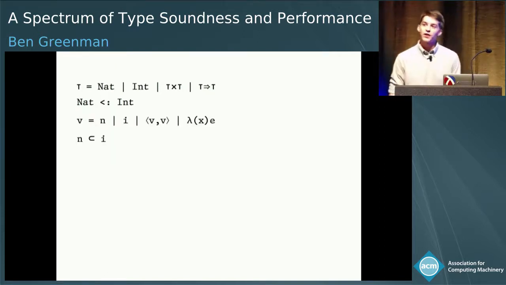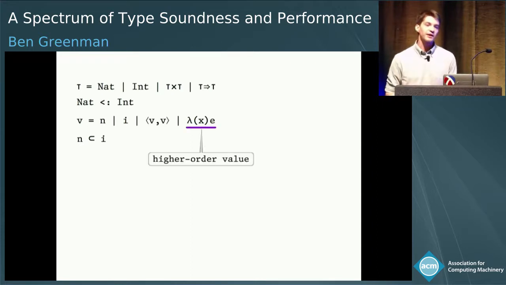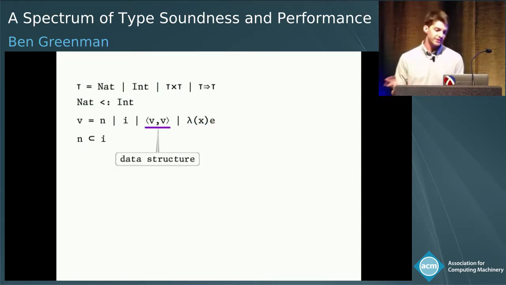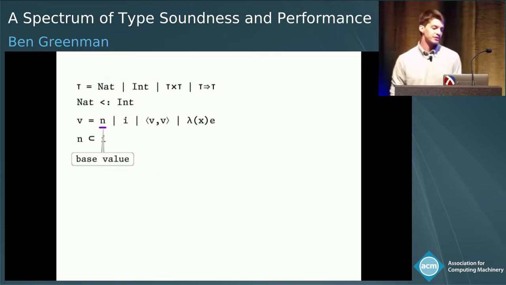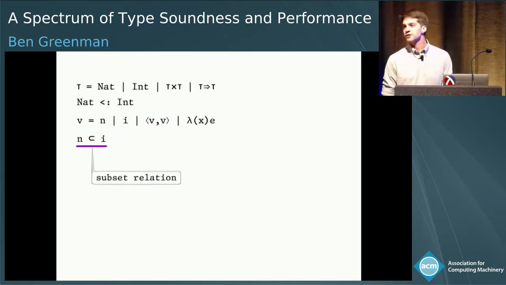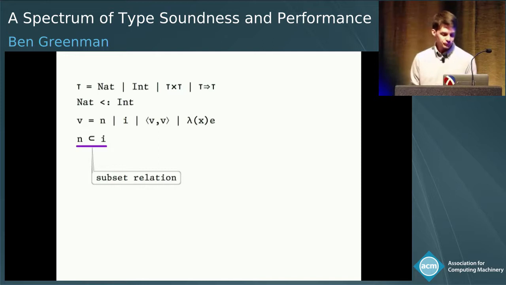Then we have an analogous grammar of values, where we have a higher order value for functions, a simple data structure, and two base values. And these base values are in a subset relation, and this reflects how a programmer in a dynamically typed language will use predicates to identify a subset of the value domain and then write programs based on that subset.